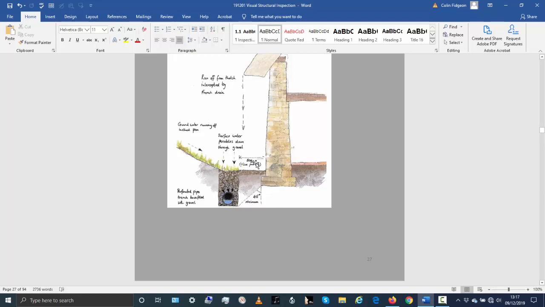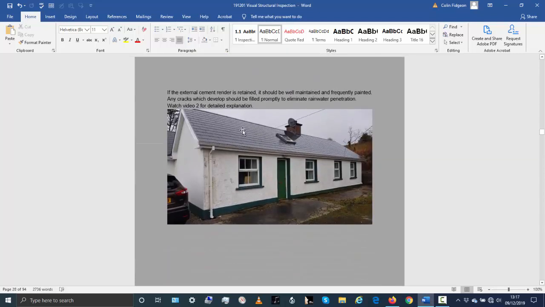So I've talked about lowering the level, and now providing a French drain, both relatively simple methods. The third way that you can alleviate the problem is to replace the cement render on the building with a lime render, a render that breathes. Now that's a more expensive method. You could imagine taking off the cement render here is a big job. It may not come off that easily, depending on how well it's done.